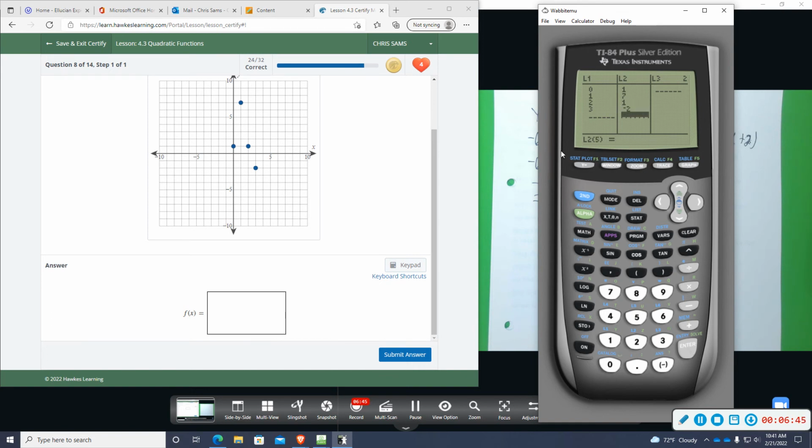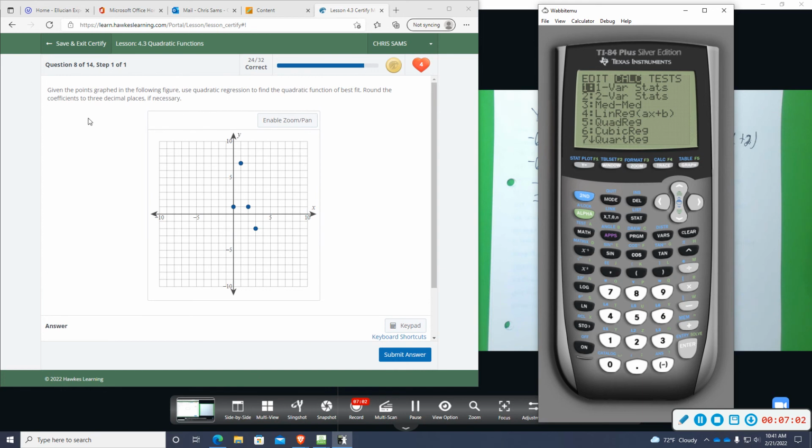Okay, so once I get my data in, just want to double check. I got everything correct. It looks good. We're going to go back to Stat. We're going to arrow over to Calc. This time we're going to be doing option number 5, Quad Regression. Okay, as they indicate here, Quadratic Regression. So I'm just going to hit the number 5. My x values are in list 1, y values in list 2. We're just going to go down and tell it to calculate.